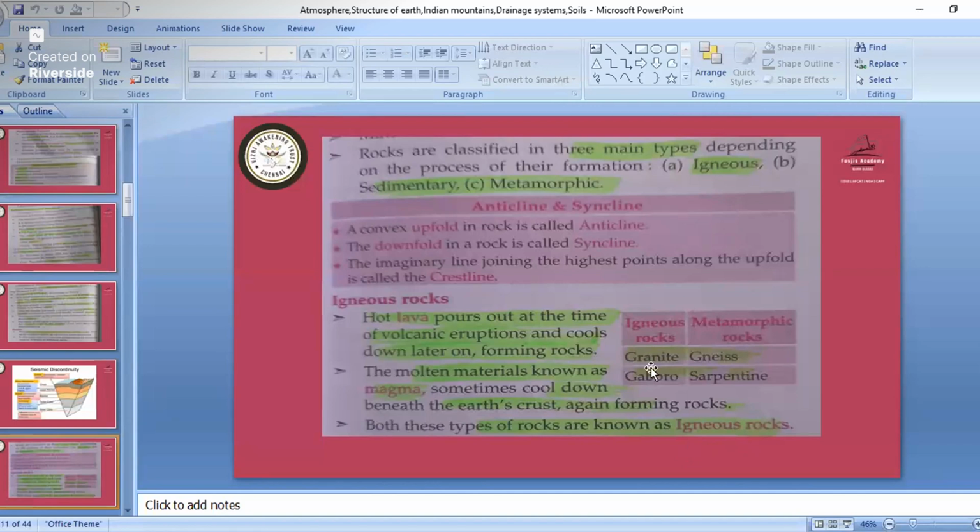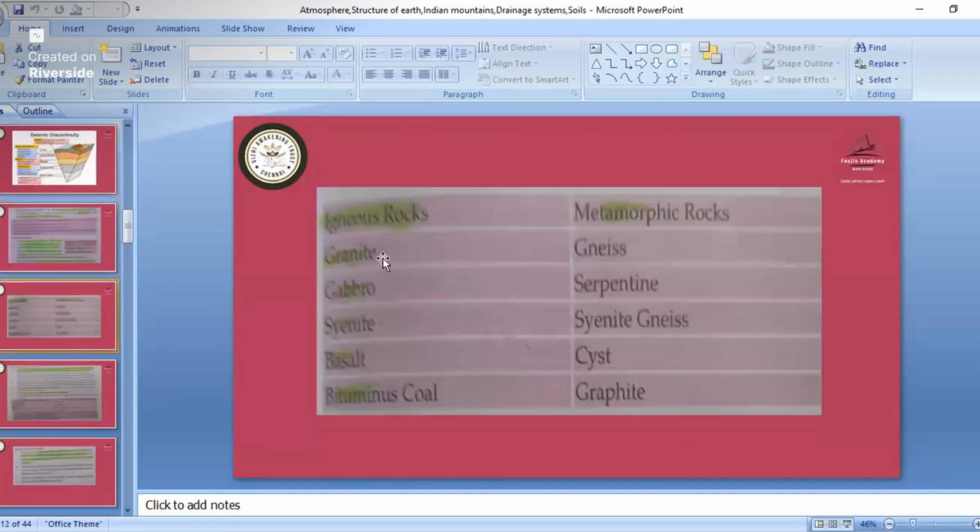So examples of igneous rock are granite and gabbro. If they change into metamorphic rocks, granite is changed to gneiss and gabbro is changed to serpentine. Syenite changes to gneiss, basalt to schist, and coal to graphite. So you must know the examples of igneous rocks: granite, gabbro, syenite, basalt, bituminous coal.